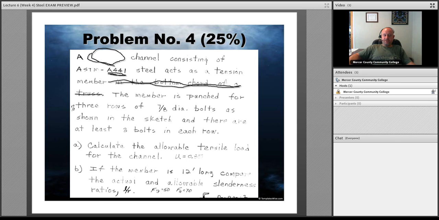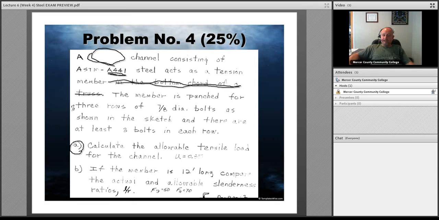So it's asked for 2 things. Part A says, calculate the allowable tensile load for a channel. So it's exactly like the last problem, but the last problem was plates. If it was plates, we have no U factor. If you have any member other than plates, we have a U factor. But when we get to FT1, that first equation, we never ever have a U factor in FT1, ever. It doesn't matter if it's a plate, a channel, or anything.